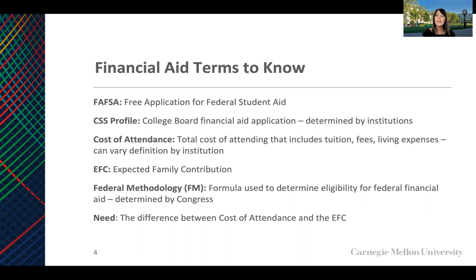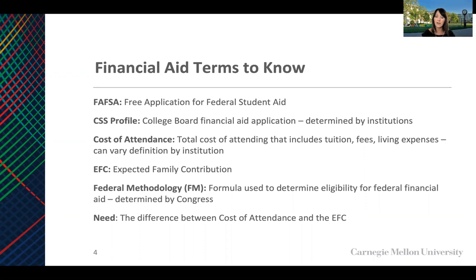So when you are looking at different universities, keep in mind that the cost of attendance will vary between those universities. The EFC, you'll hear that a lot in financial aid conversations. That stands for the expected family contribution. That is what is determined by the financial aid application. So the FAFSA, the CSS Profile, any financial aid application that the institution is using, will determine your expected family contribution. That is the family's ability to pay for the university, for college, not so much your willingness, but your ability.